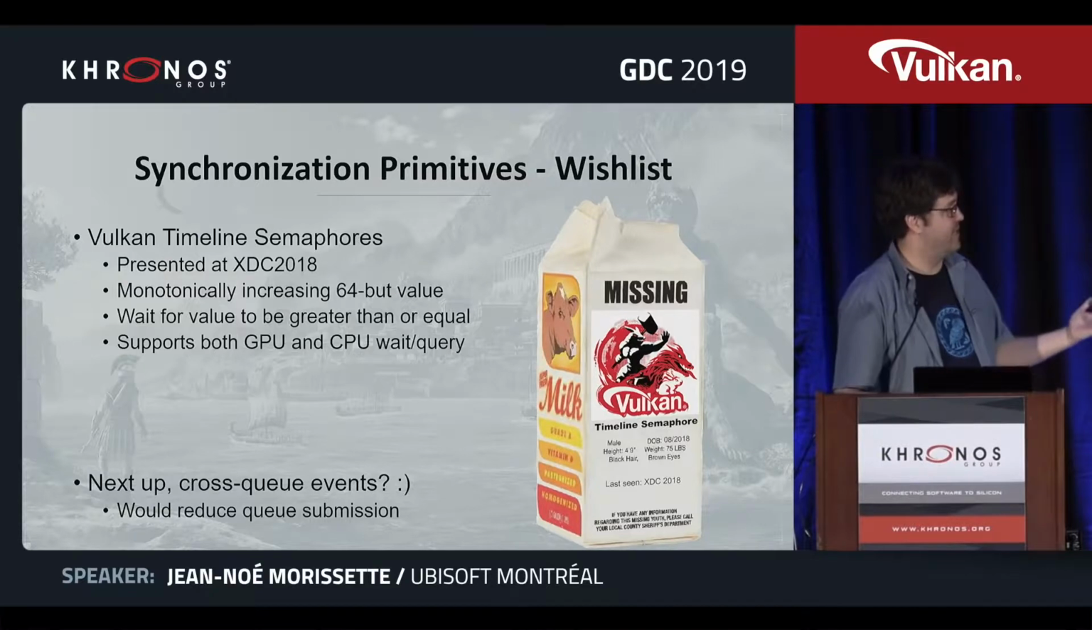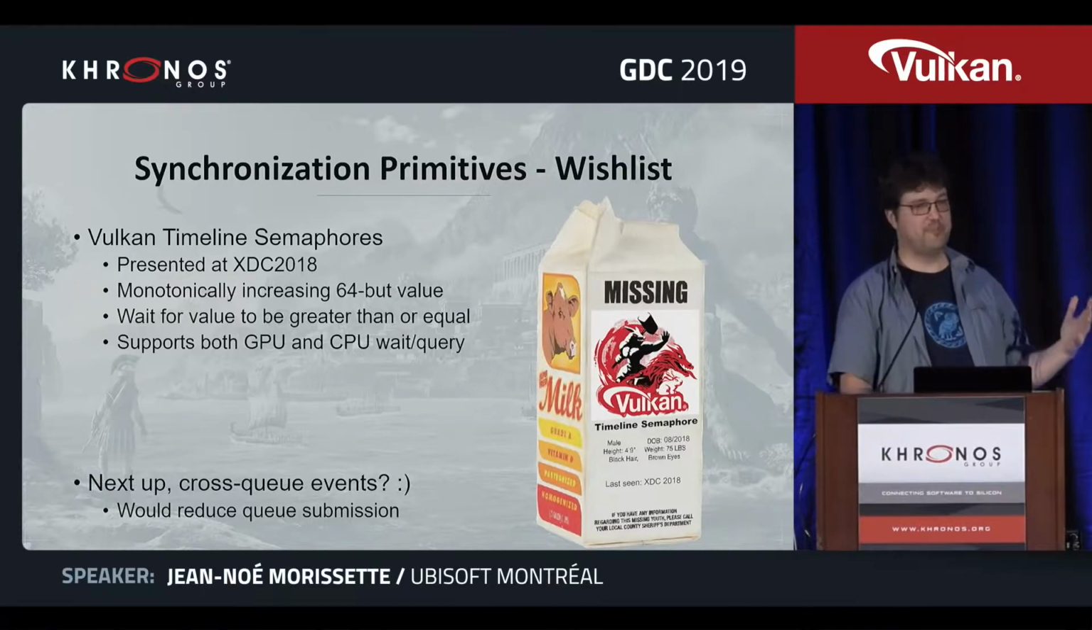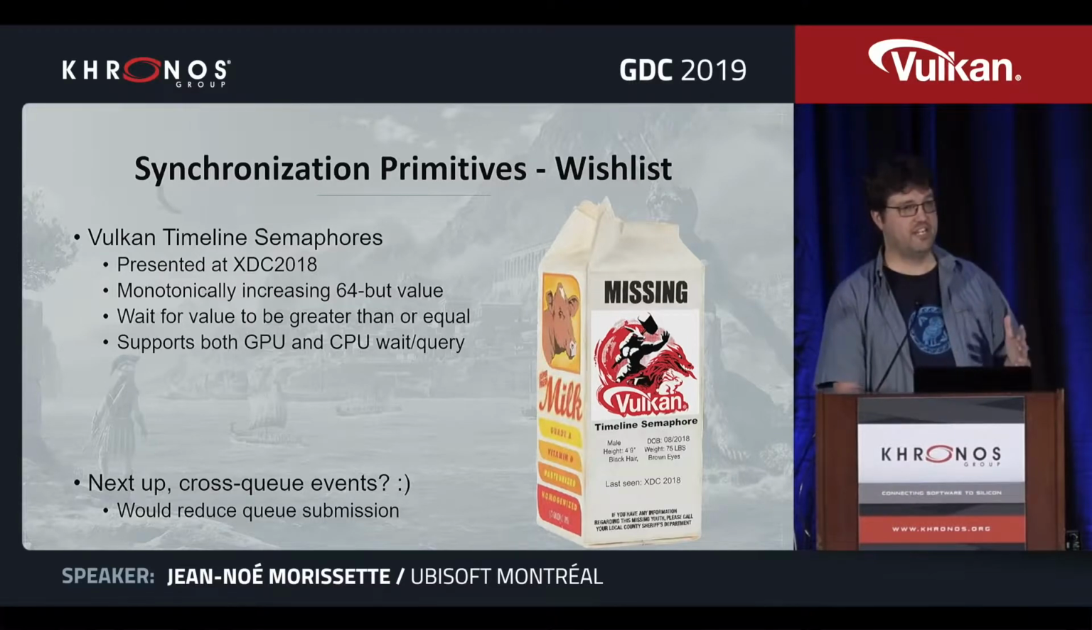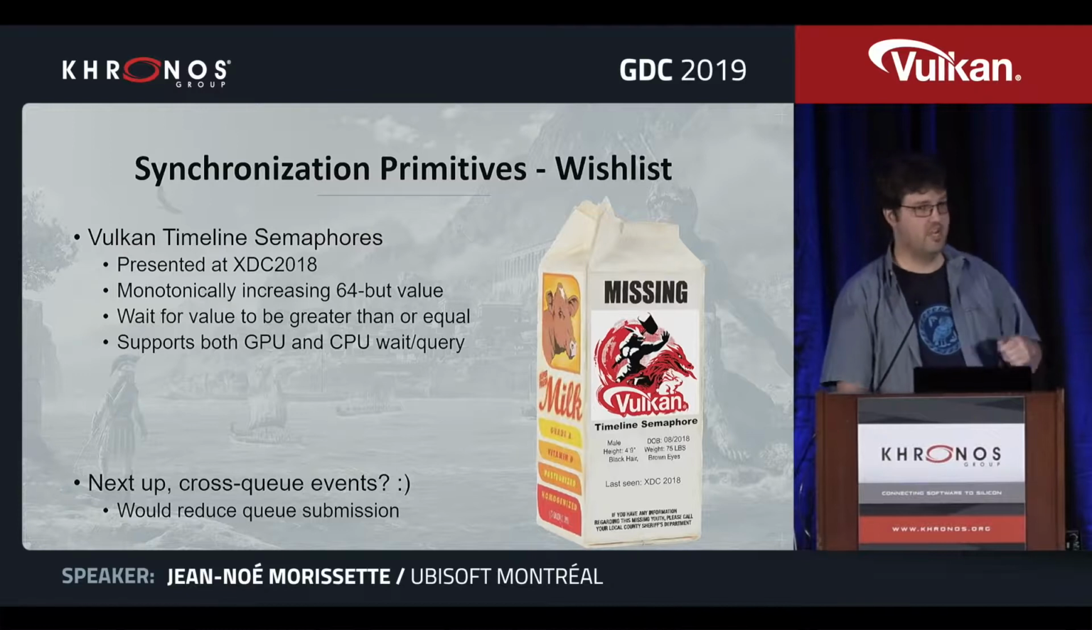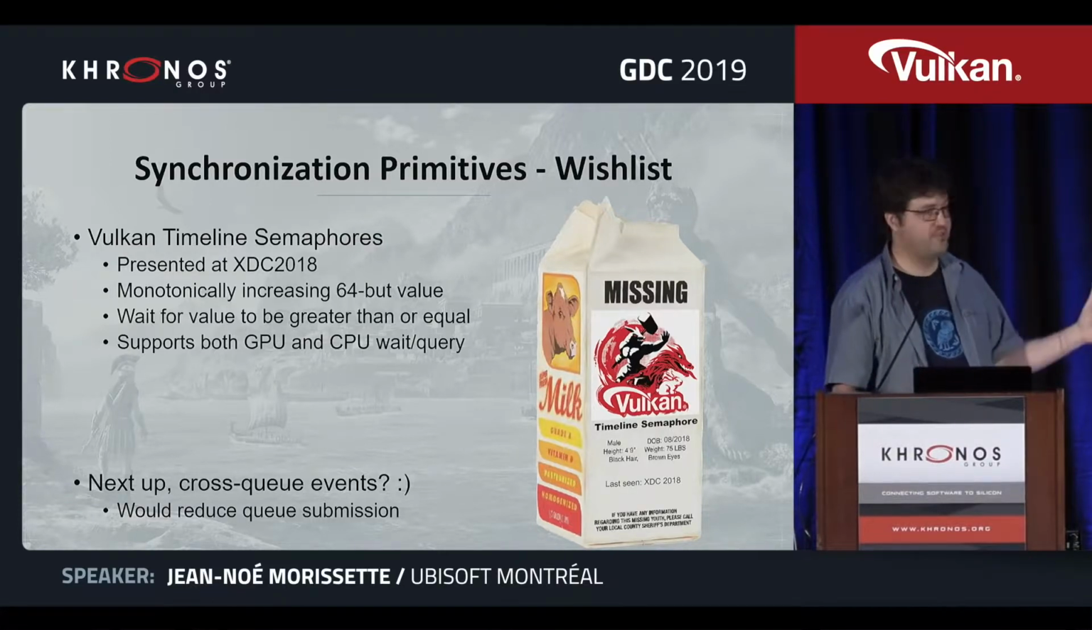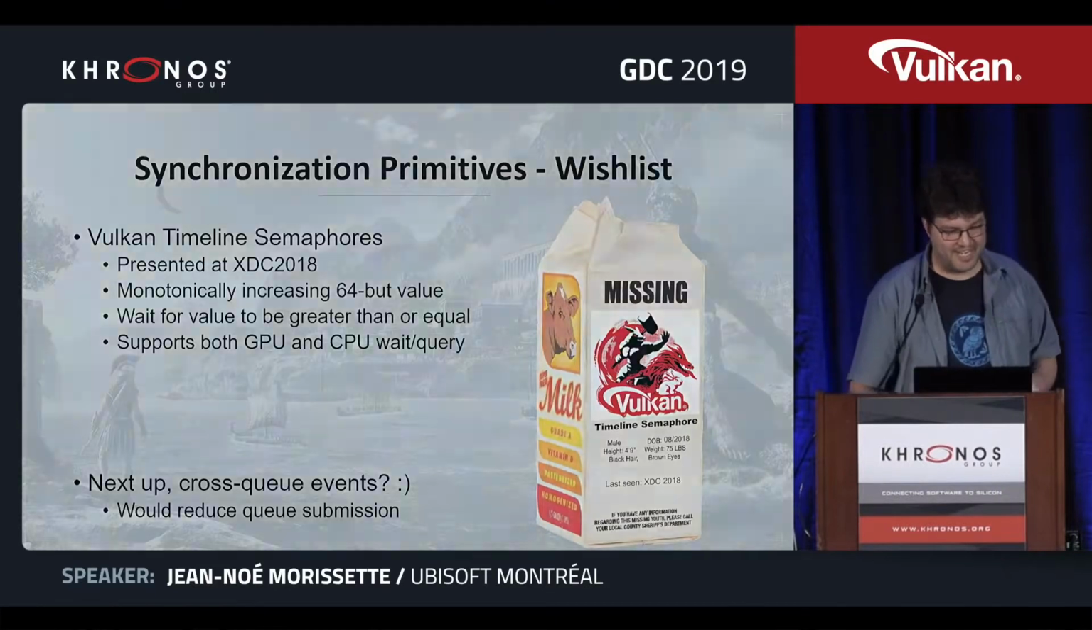So our wish list, basically the Vulkan timeline semaphore would be perfect. It was announced back in September. It seems to have a lot of the functionality we need. It seems like it would reduce those 12 pages of code in our fence to the single page of code that we have in DirectX 12. This would be fantastic. Cross-queue events would be fantastic too, but I'm not going to get into that.